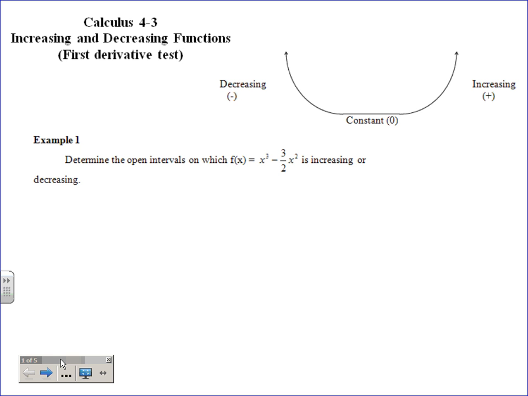So the first thing we're going to do is here it says determine the open intervals. It's just open intervals that says don't include the points you're going to use in your interval, on which that function right there is increasing or decreasing. And the only place it can change from increasing to decreasing, critical values. And where do we find those? Where the slope is 0 or undefined.